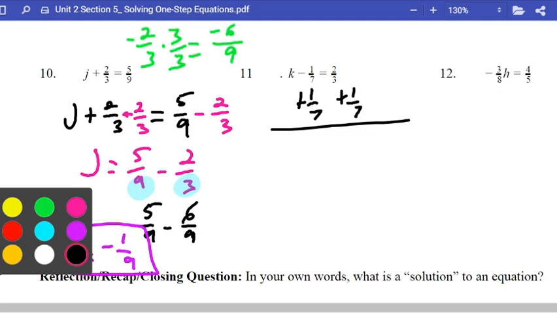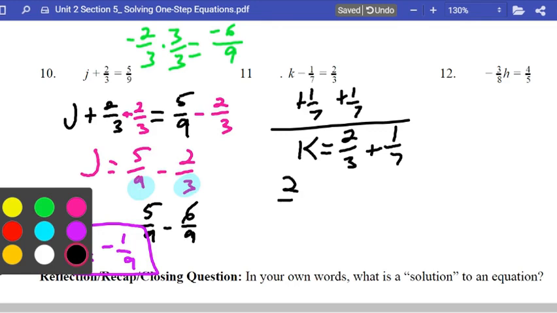So on the left side, negative 1/7 plus 1/7, that just leaves k over there, is equal to 2/3 plus 1 over 7. Now this is a tricky situation where there's nothing I can do to either one of those fractions to have it be the same denominator as the other. So what we're going to do is multiply each of them by the other one's denominator. So let me show you what I mean.